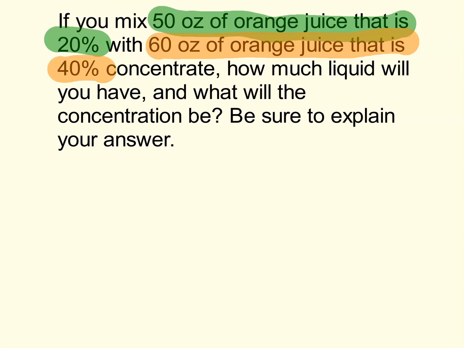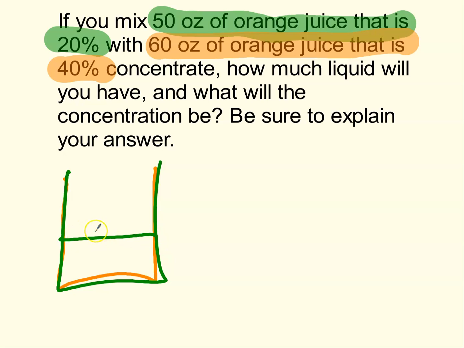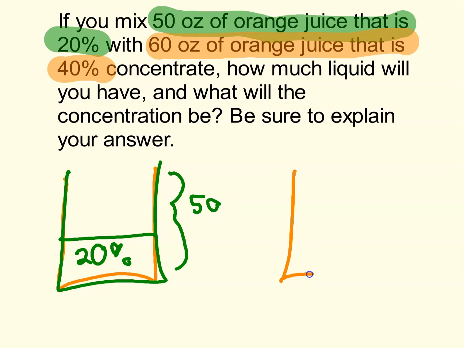Okay, so we've got a lot of information around here. And the way I like to think of it is this. If I've got the first mixture here, let me outline that in green since I highlighted in green. I've got the first mixture here, and 20% of it is orange juice concentrate, and there's a total of 50 ounces. That's being mixed with an amount over here that's 60 ounces total, and 40% of it is concentrate.